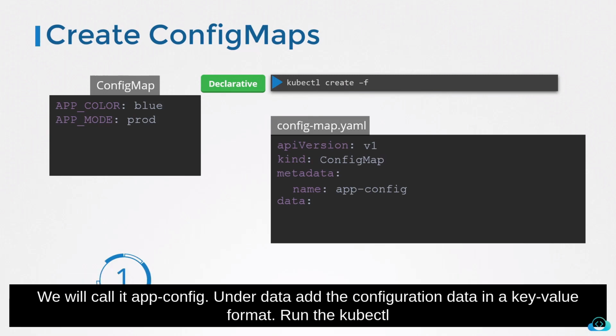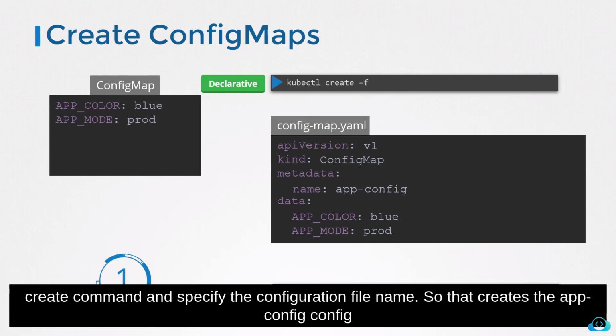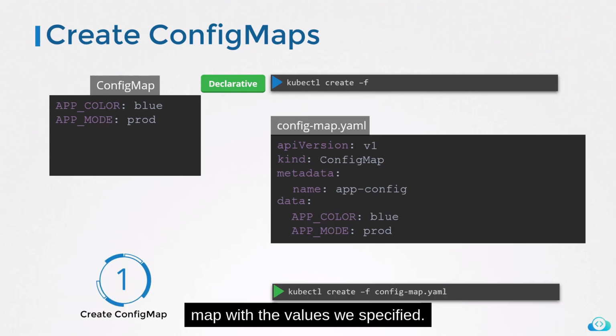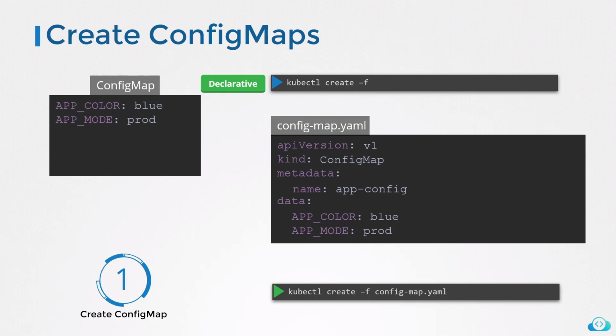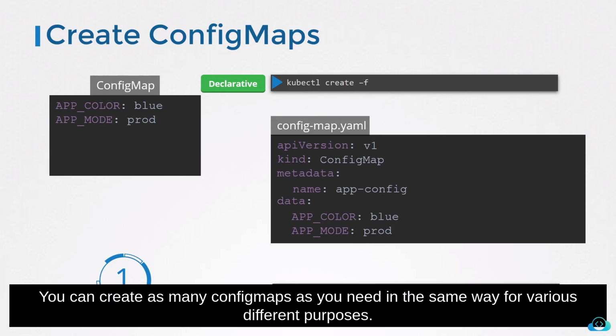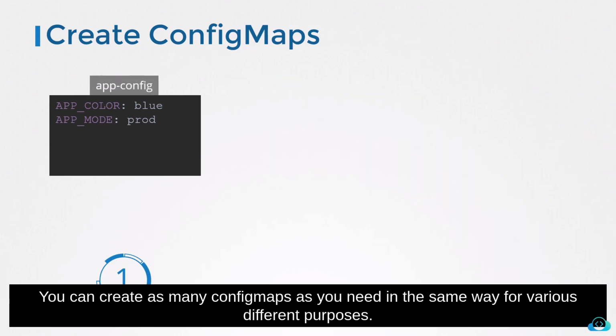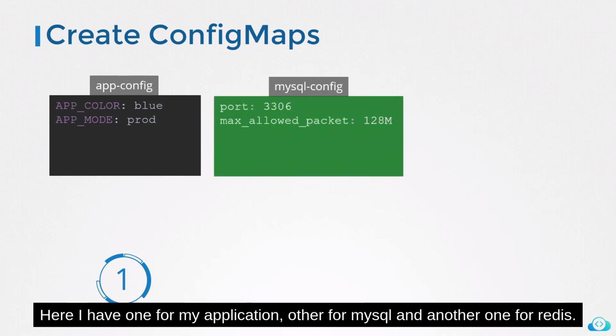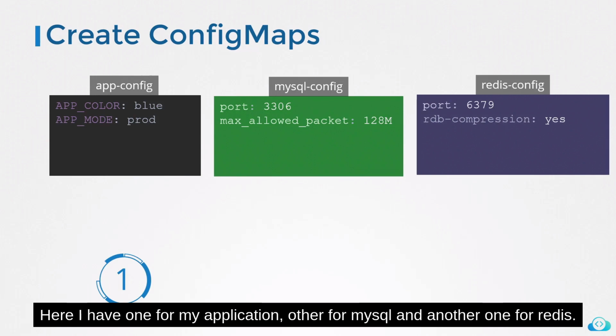Under data, add the configuration data in a key-value format. Run the kubectl create command and specify the configuration file name. So that creates the app-config config map with the values we specified. You can create as many config maps as you need in the same way for various different purposes. Here I have one for my application, another for MySQL, and another one for Redis.